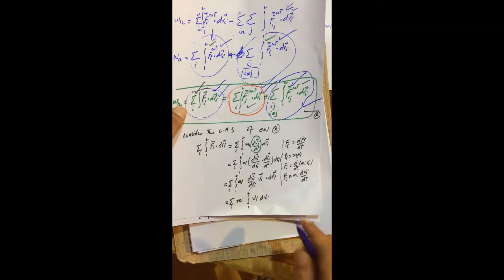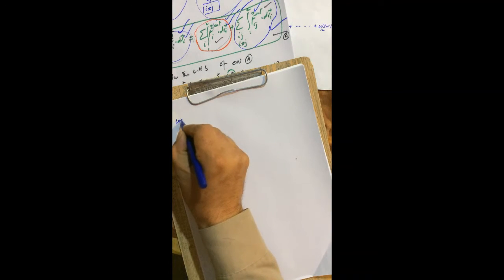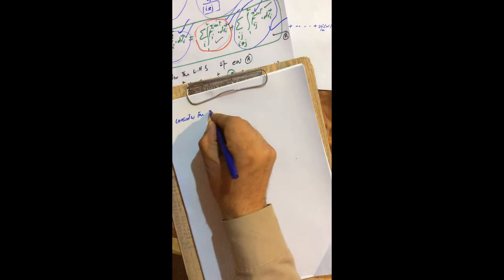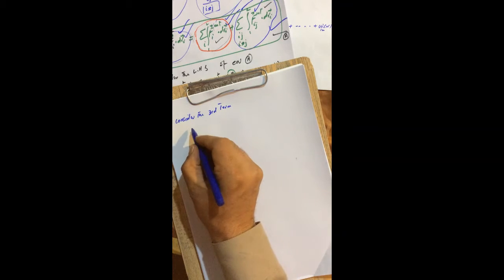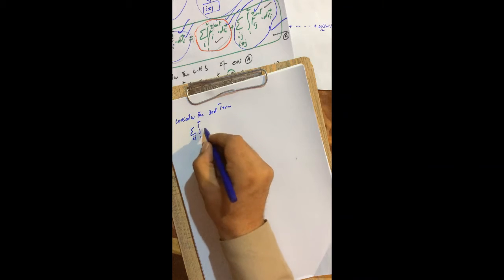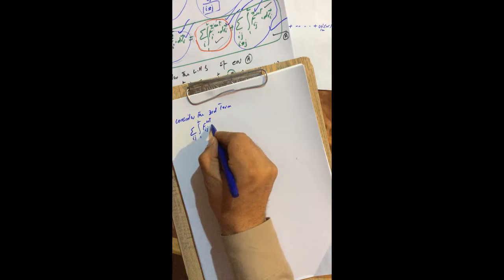Okay, finally we consider the third term. So here I will consider the third term, which is sum over ij integral from 1 to 2 Fij internal dot dri.